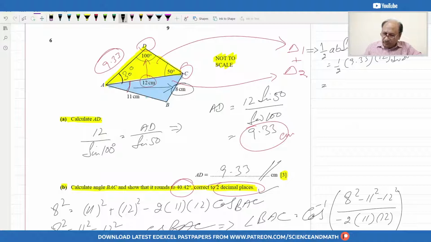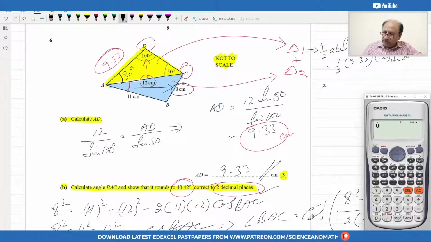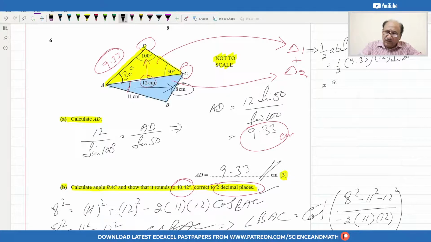Now we can calculate this with the help of a calculator. I'm writing 0.5, which is equivalent to 1 by 2, multiplied by 9.33, multiplied by 12, and into sine of 30 degrees, and this adds up to 27.99. This will be the area of triangle 1, in centimeters square. This will be the area of the first triangle.